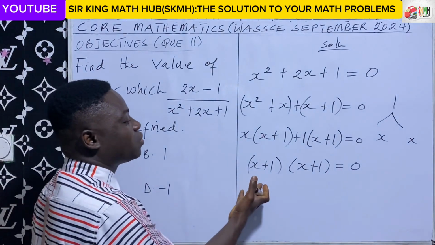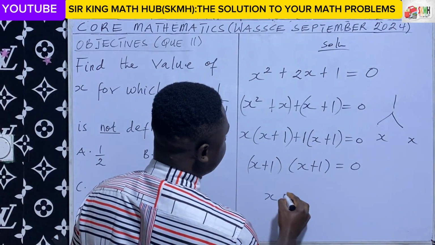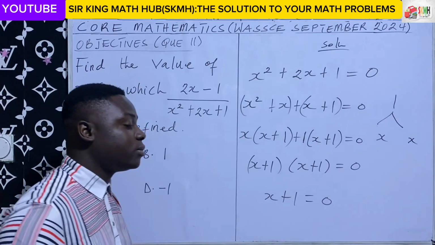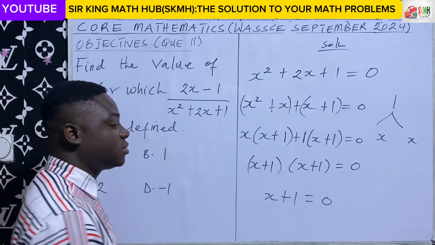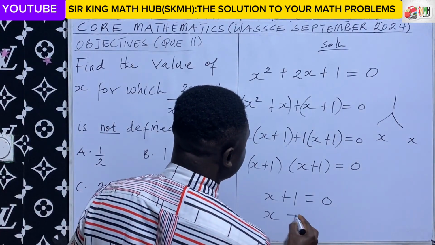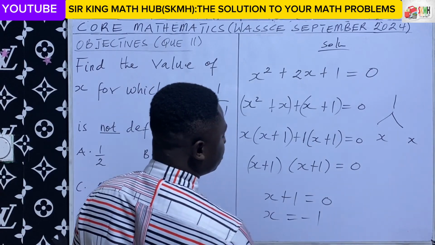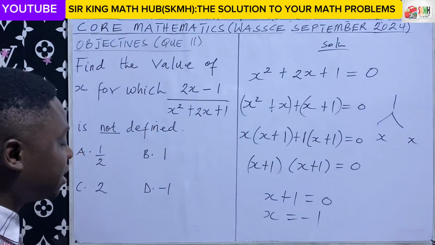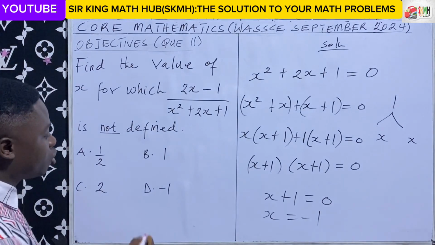So we have x plus 1, x plus 1. We take one of them and equate it to 0. At this point, we can solve for x by grouping like terms. So x is equal to negative 1. Looking at the alternatives, the right answer is option D.